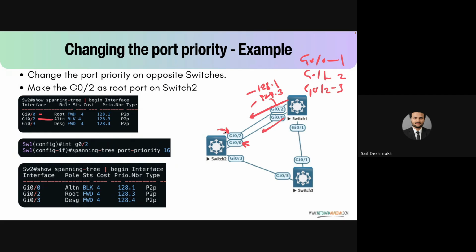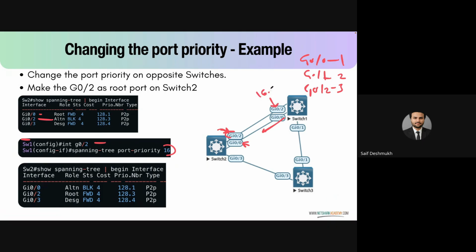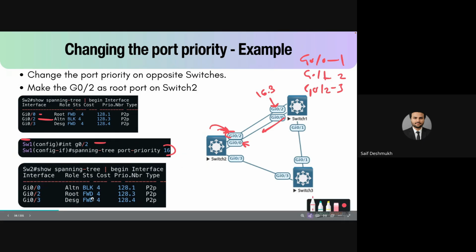We went to 0/2 of the other side, on switch 1, and changed the port priority to 16. Now it is sending the BPDU with 16.3. Priority is something that we'll look at first. Switch 2 is going to receive the BPDU and say, hey, cost is same, the sender is same, then priority, the lower priority I will prefer. 0/2 automatically becomes a root port.